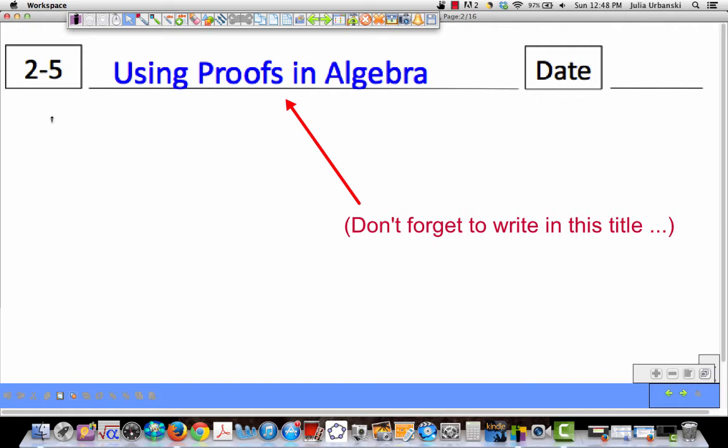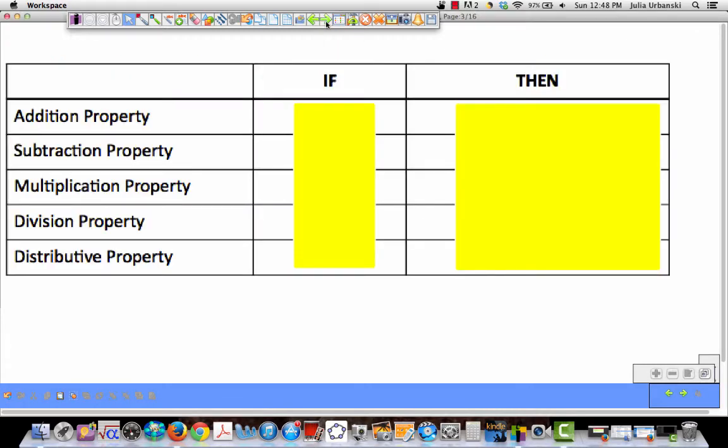Okay, so here's section 2-5, using proofs in algebra. Proofs are just a way of showing someone who's looking at your proof that your answer is correct. Don't forget to write down the section title so I can see it when I'm looking at your notes. Remember, throughout this whole lesson, you can stop and pause and rewind as much as you need to. I'm going to go at a little bit of a fast pace, but you just pause whenever you need to.